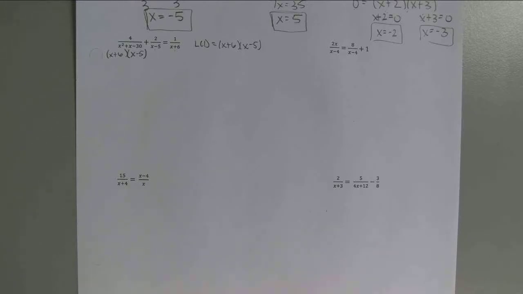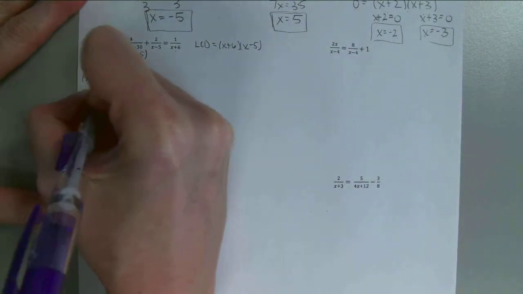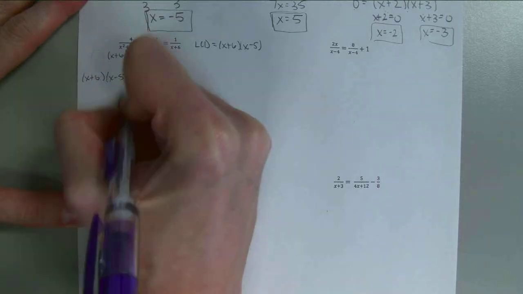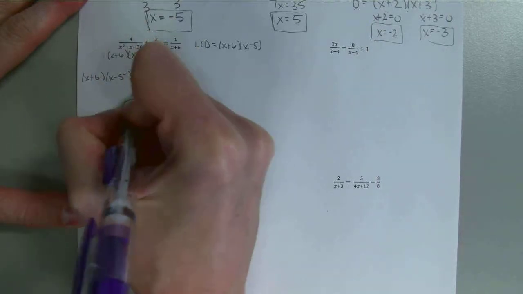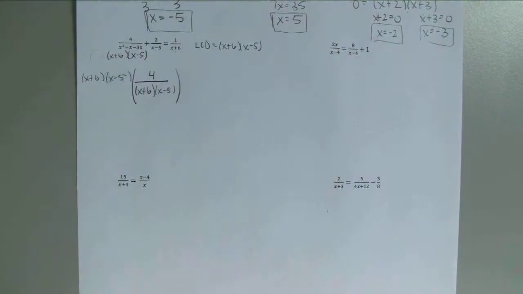But that's not what we want to do. We want to use that to start slashing down the denominators, okay? So this gets kind of long, but it's how I do it. I take my LCD, so x plus 6, x minus 5, times my original fraction, 4 over x plus 6, x minus 5. Okay? So notice that's just this in factored form. So that way I can see that they cancel out completely.